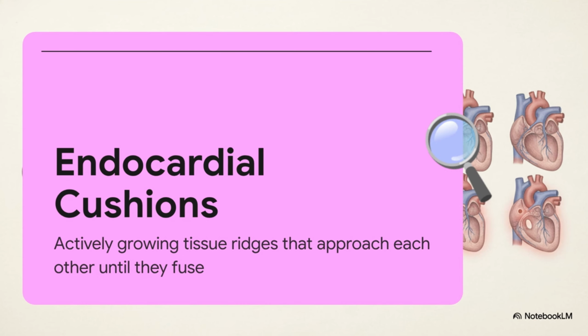They're called endocardial cushions. Basically, these are actively growing ridges of tissue that approach each other, and they eventually fuse together to form a solid septum. We primarily see this vital mechanism happening in the atrioventricular canal and the outflow tract.